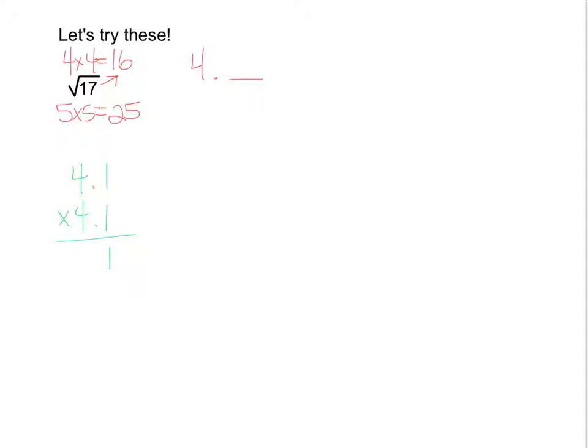1 times 1 is 1, 4 times 1 is 4. Hold my place value. 4 times 1 is 4, 4 times 4 is 16. Add together 1 plus 0, 4 plus 4, 0 plus 6, and 0 plus 1. I have 2 place values being used, so I'm going to put 2 in my answer.